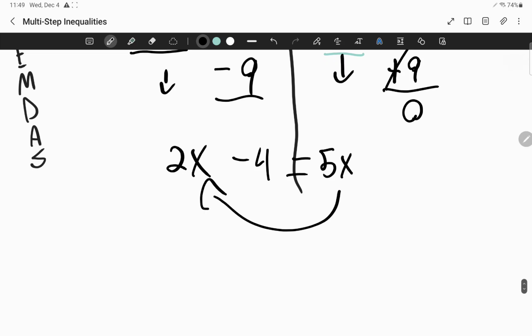I can move the 5 over here, or I can move the 2 over here. Now, you're just going to have to figure out which would be the easiest. I'm pretty sure that moving the 2 would be the easiest, so I'm going to go ahead and move the 2 this way. So how do we do that?